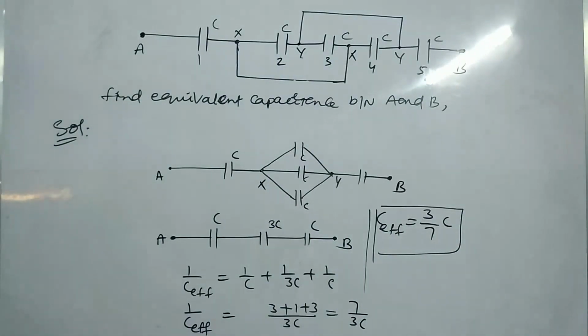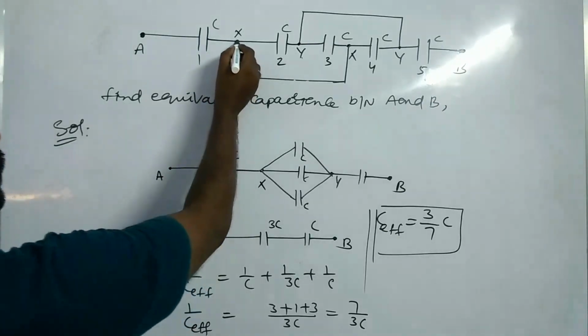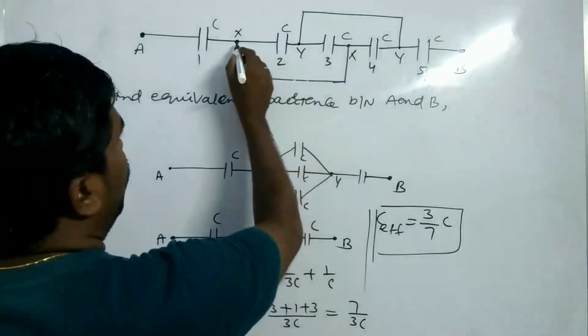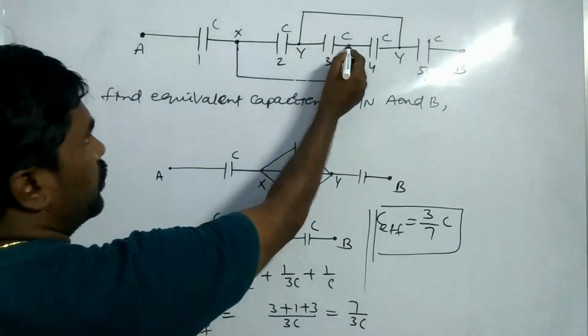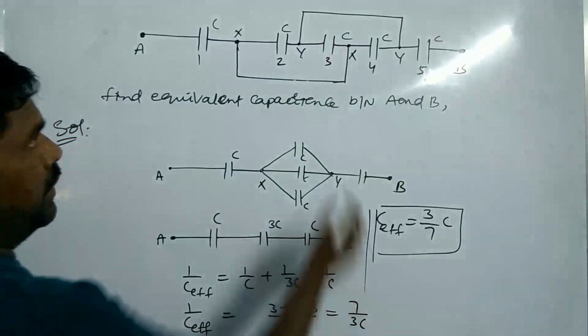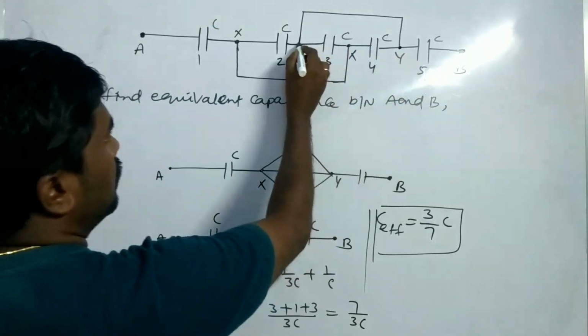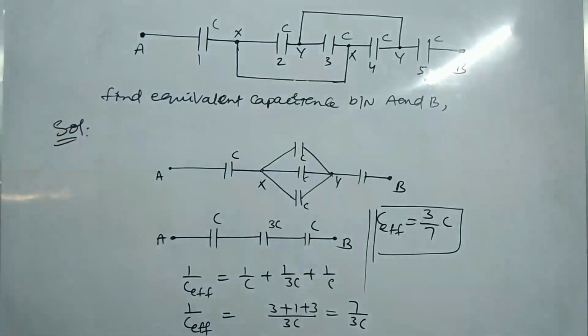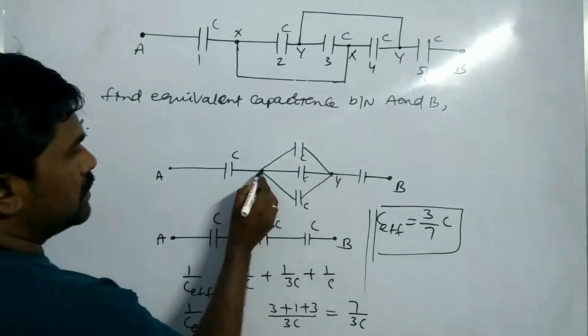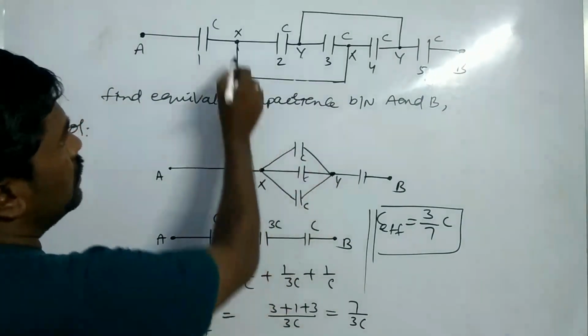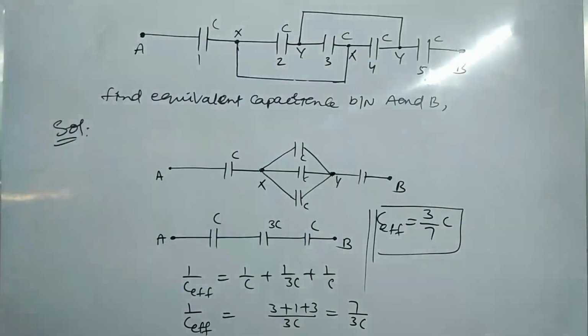Clear? Very simple, you have to observe clearly. There is a connection here, and that much potential is there. And now there is one more connection here, with that much potential there too, between these two points X and Y. Let X and Y be points M and N, whatever they are.